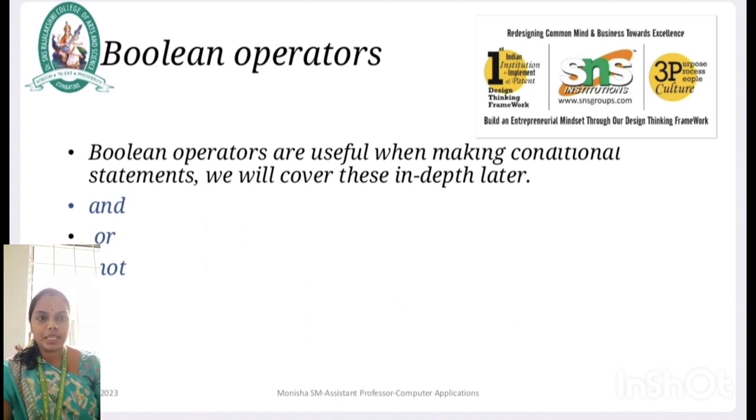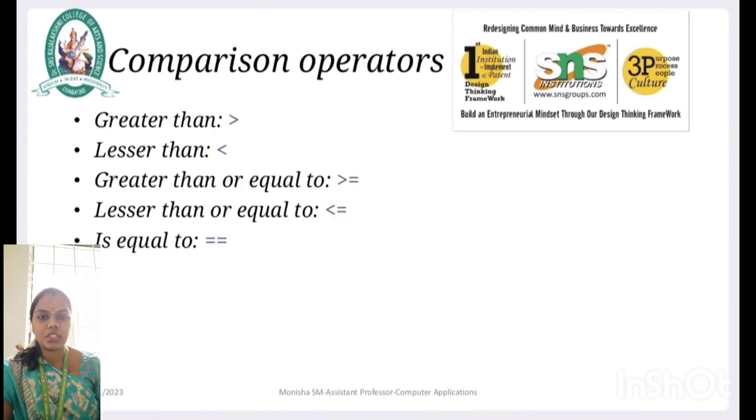There are operators in Python. The first one is the arithmetic operators. The arithmetic operators are addition, subtraction, multiplication, division and power. The Boolean operators are useful when making conditional statements. We will cover these in depth later. And, or, and not. Comparison operators are greater than, lesser than, greater than or equal to, lesser than or equal to, is equal to.